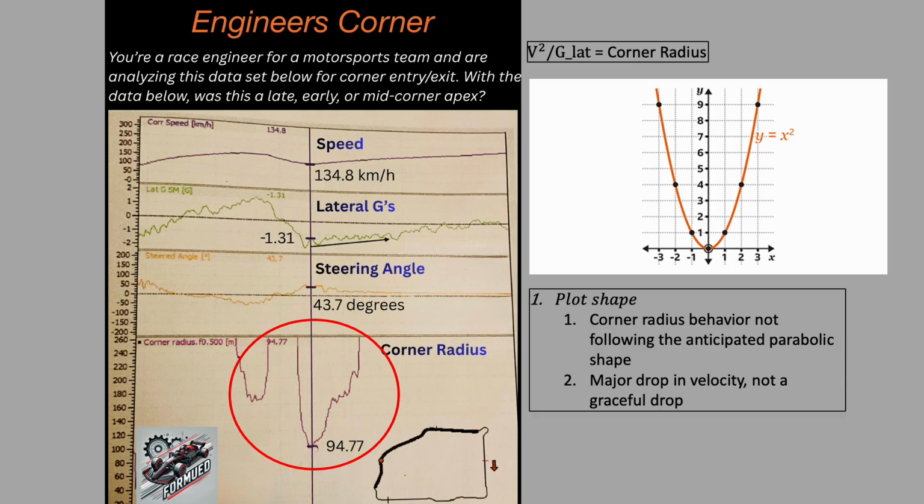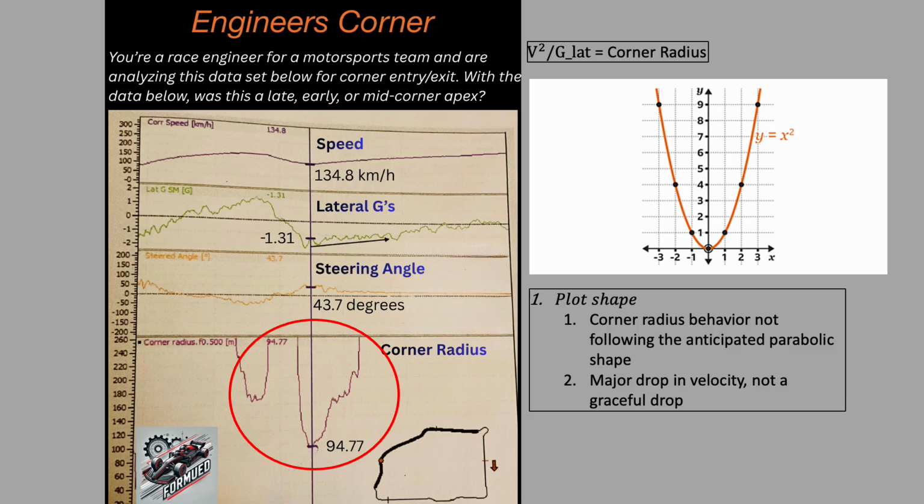So I'm expecting to see this parabolic shape, and I look over at my corner radius plot, and on the left-hand side of it, I don't really see a graceful parabolic shape. I see this straight line drop. So I'm like, okay, that's a bit of a red flag, because we see this larger value at the top and then this massive abrupt drop. So that tells me that somebody's probably hit the apex a little late.